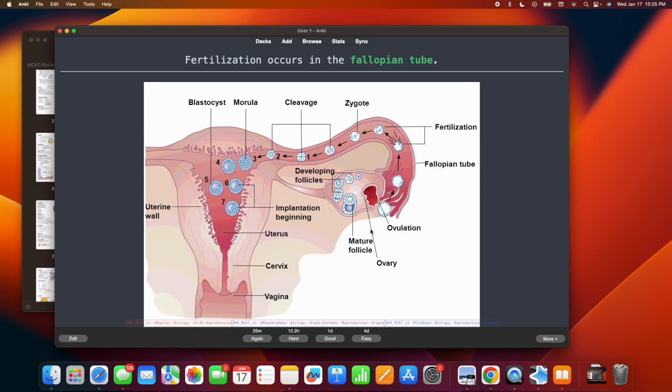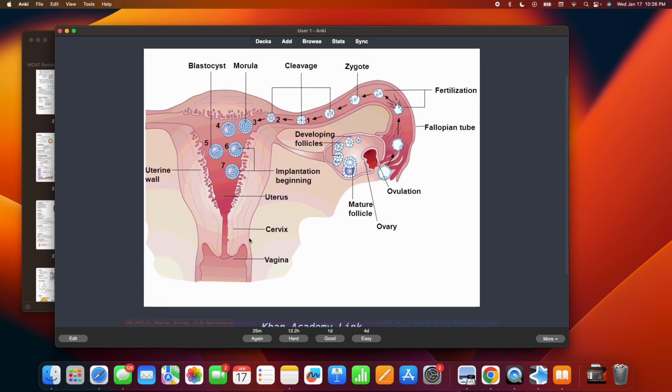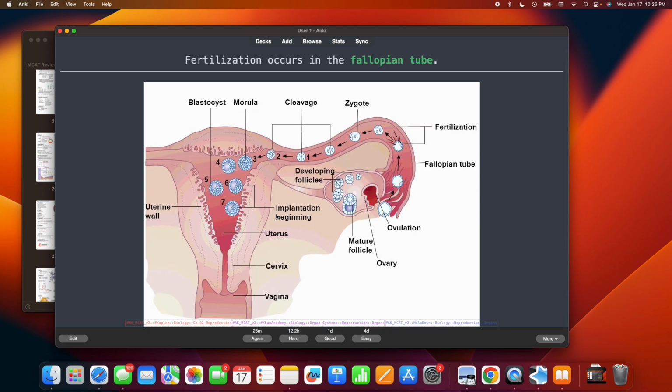Let's do that again. This is a good one. We have the ovary, you have the mature follicle, developing follicles, we have ovulation, we have fallopian tube, fertilization. If it happens, we have the zygote, the cleavage, the morula, blastocyst, implantation beginning, uterine wall, uterus, cervix, vagina. Okay, nice. It gives a really nice picture.